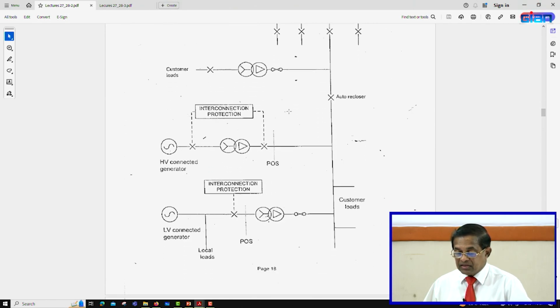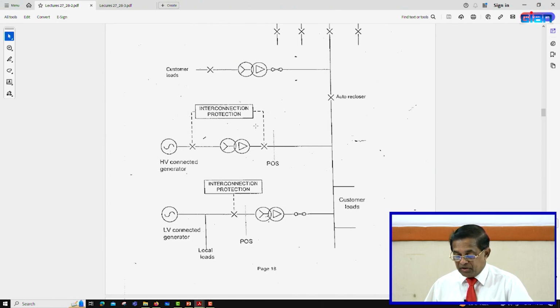You can see customer loads are there, delta star distribution transformers are there, right, and here is an HV connected embedded generator. It has a step up transformer, and the point of supply is here, on the HV side. Therefore, the metering will be on the HV side, right.